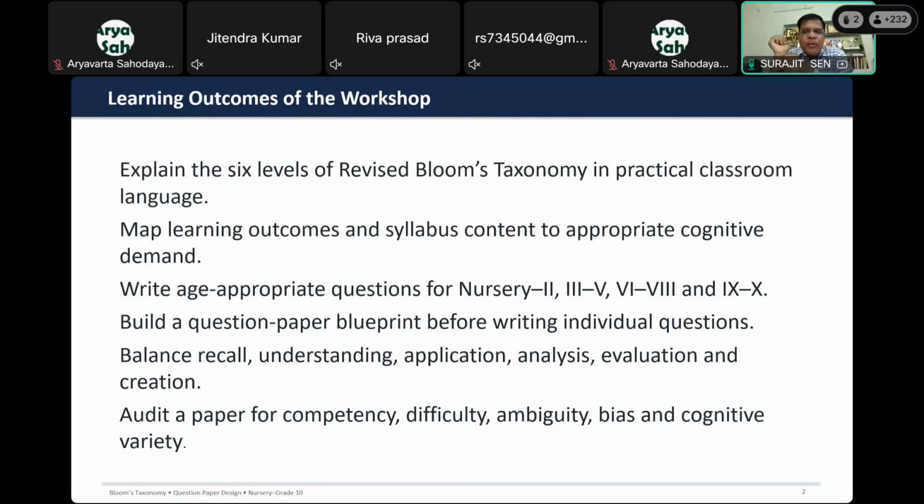We will also audit a paper for competency, to see the difficulty level, ambiguity, bias, and cognitive variety. That also, if possible, you will definitely see. Okay, so let's move forward and see what is in store for us. These are the outcomes.